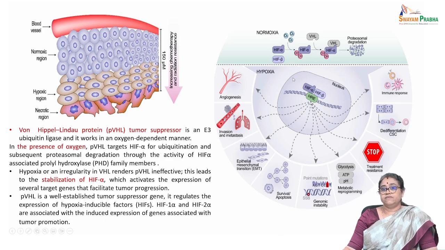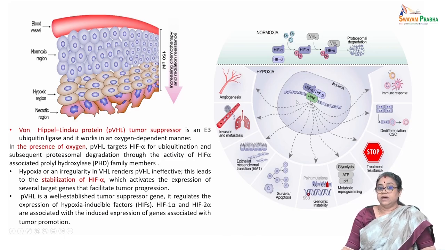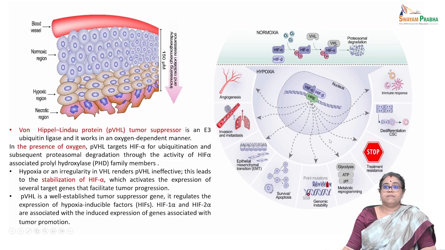So, if HIF-1-alpha is getting stabilized, that can lead to activation of several targets which will facilitate tumor progression. HIF-1-alpha and beta will bind to the HIF-1 binding regions within the DNA and lead to transcription of several genes involved in angiogenesis, invasion and metastasis, EMT for survival and metastasis, and then genomic instability, metabolic reprogramming, dedifferentiation, and altering the immune response. So many things are happening because of the stabilization of HIF-1-alpha.